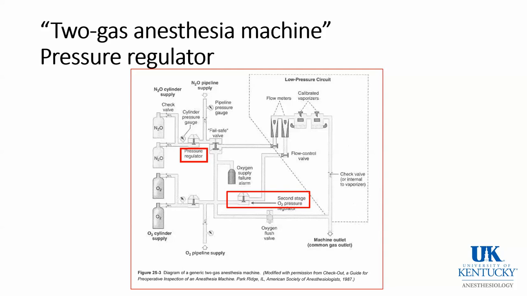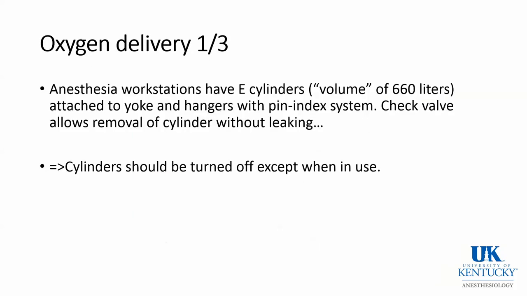And as I mentioned, all these pipelines have pressure gauges on them, and this can be monitored either by the end user or by the machine. Now, anesthesia workstations have E-cylinders, as I mentioned before, with a volume of 660 liters, and the cylinders attach to a yoke on the machine and hangers with a pin index system. The check valve allows removal of the cylinder without leaking.